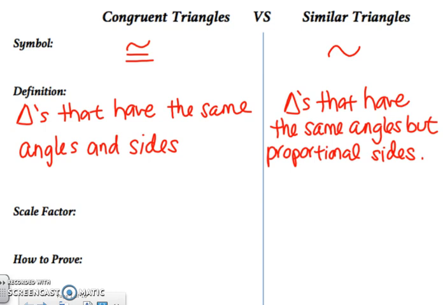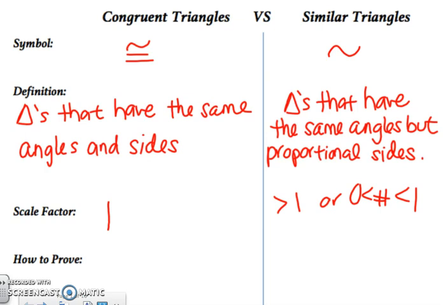Okay. Speaking of scale factor, congruent triangles had a scale factor of 1. They didn't get bigger, they didn't get smaller, they stayed the same. Now, similar triangles can have a number greater than 1, or you can have a scale factor that is smaller than 1. And actually, we're going to say bigger than 0, because we're not going to have a negative scale factor, okay?